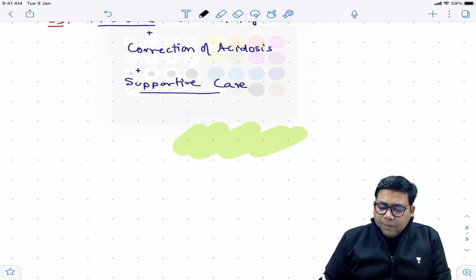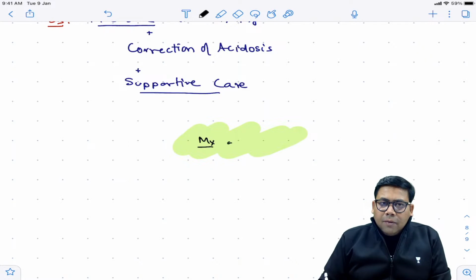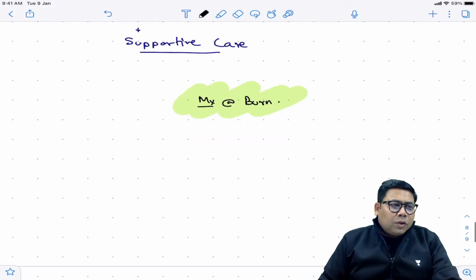Treatment of burn, or the management of burn. When we talk about management of burn, we need to understand two things in this.